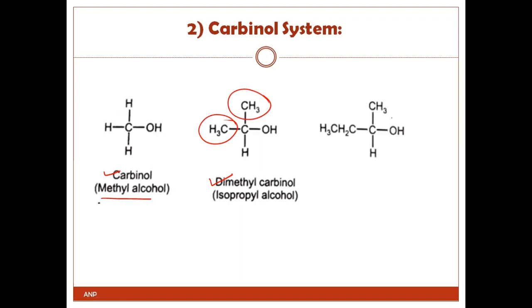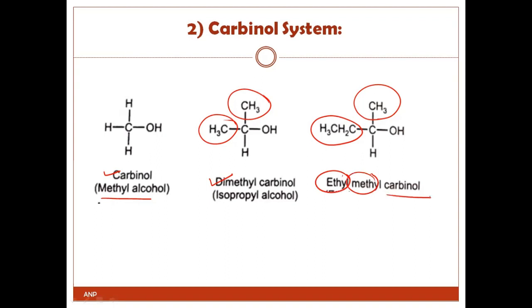Here two hydrogens from methanol are replaced by methyl as well as ethyl. So its name is ethyl methyl carbinol. In some cases, the alkyl groups attached to the carbon carrying the OH group are named in alphabetic order, and then the suffix carbinol is added. For example, ethyl methyl carbinol.